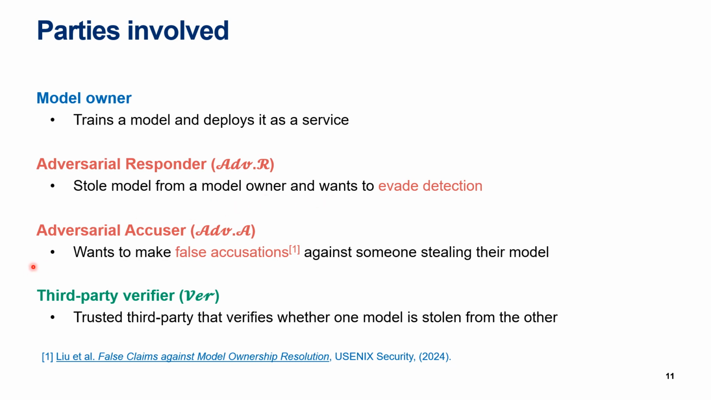The third is the adversarial accuser. This is somebody who may or may not even have their own model, but when somebody else trains an independent model, they want to make false accusations against them and claim that they stole their model even though they did not. And the last is a third-party verifier. This is a trusted third party that verifies whether one model is stolen from another.